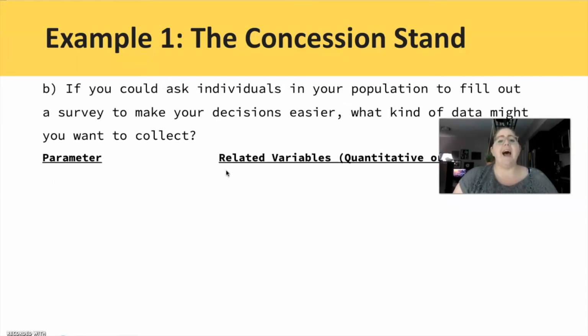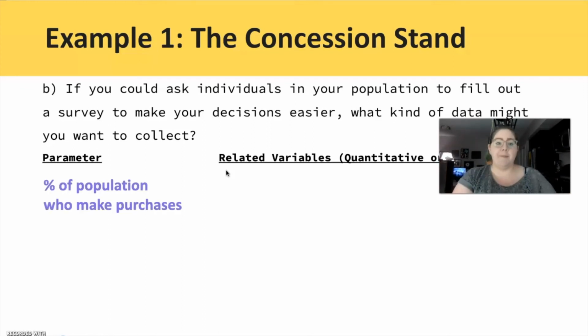So moving on, if I could ask individuals in that population, spectators at the football game, to fill out a survey to make my decisions as a concession stand person easier, what kind of data might I want to collect? I have a column on your notes for you to write what parameter or statistic you might be interested in, so what thing you want to know about your population, and then what variable or question could I ask my spectators at the football game to get that answer. Again, if you want to think of some for a second, I'll give you a minute, but then I'm going to go through some common ones or some easy ones to think about.